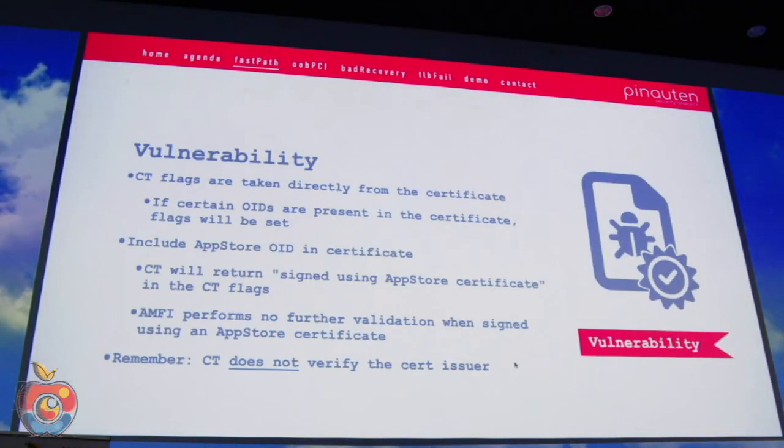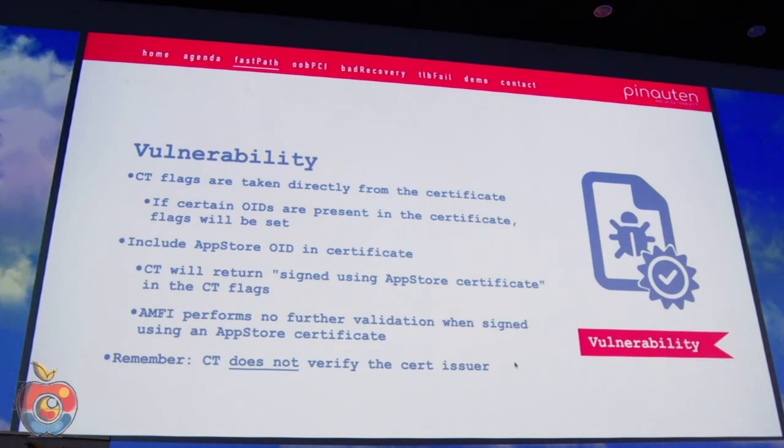Now, what is the vulnerability here? The vulnerability is that we directly take the CoreTrust flags from the certificate. And what that means is if there's a certain object ID present in the certificate, then the flags will be set accordingly. Now, if we include the App Store OID in the certificate, then CoreTrust will return that the application was signed using an App Store certificate. However, no further checks on the signer are performed. So, this is really a problem.